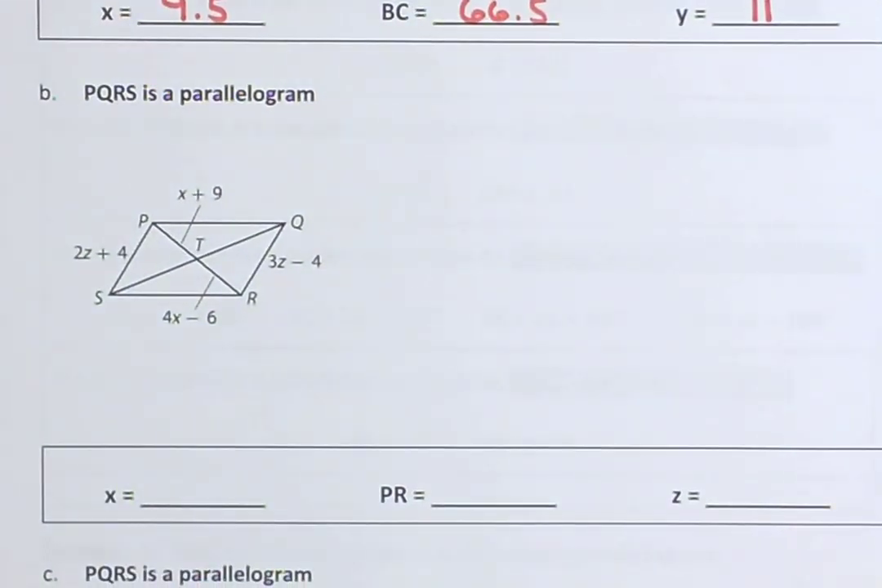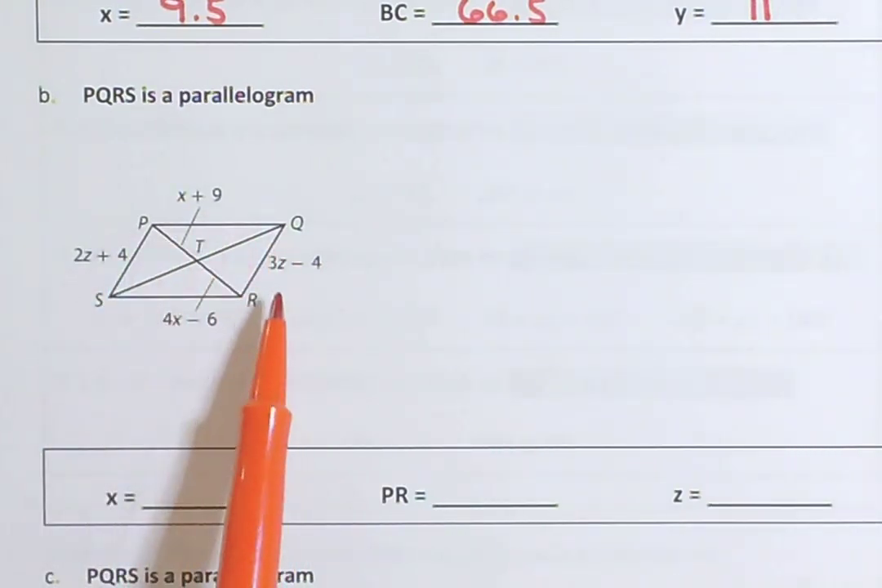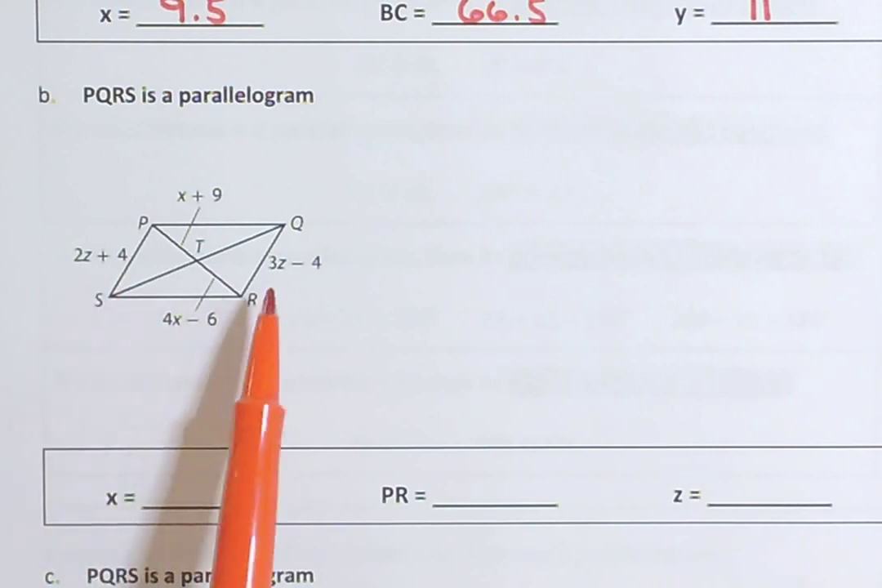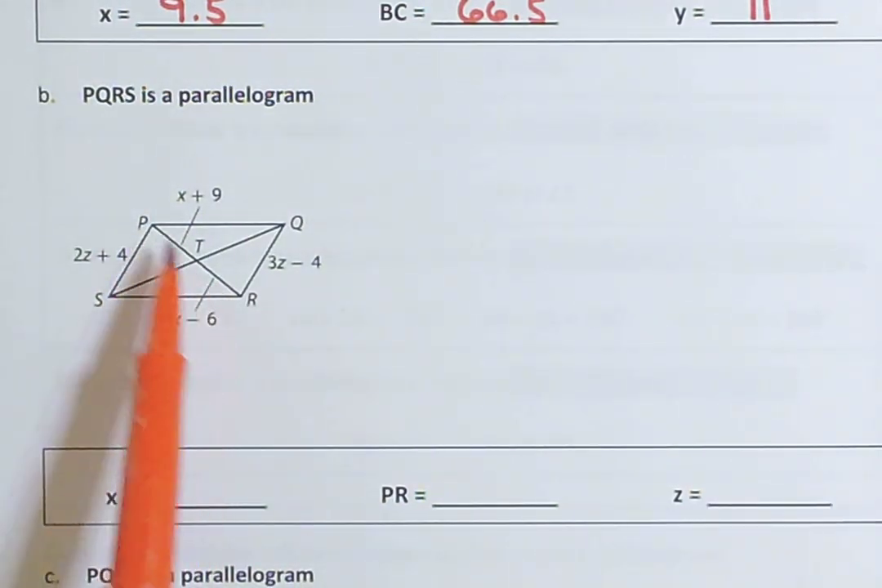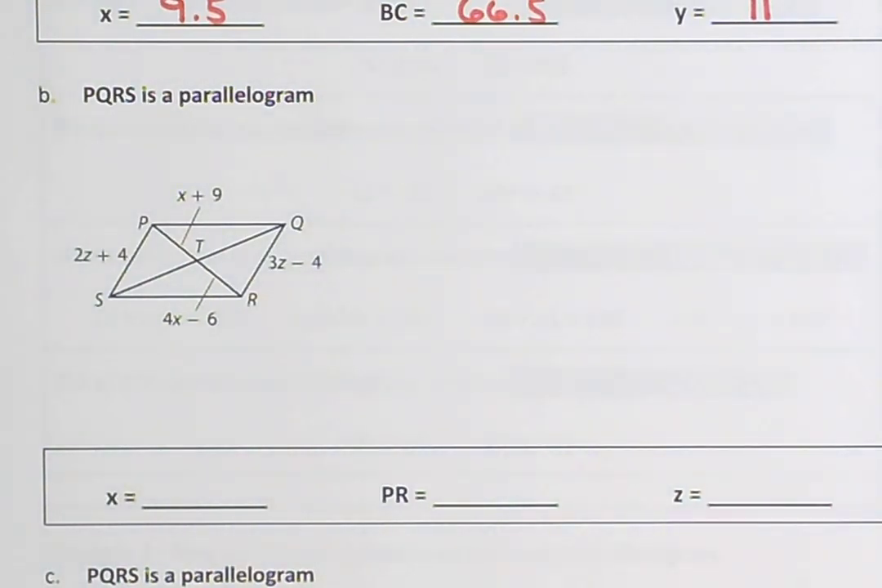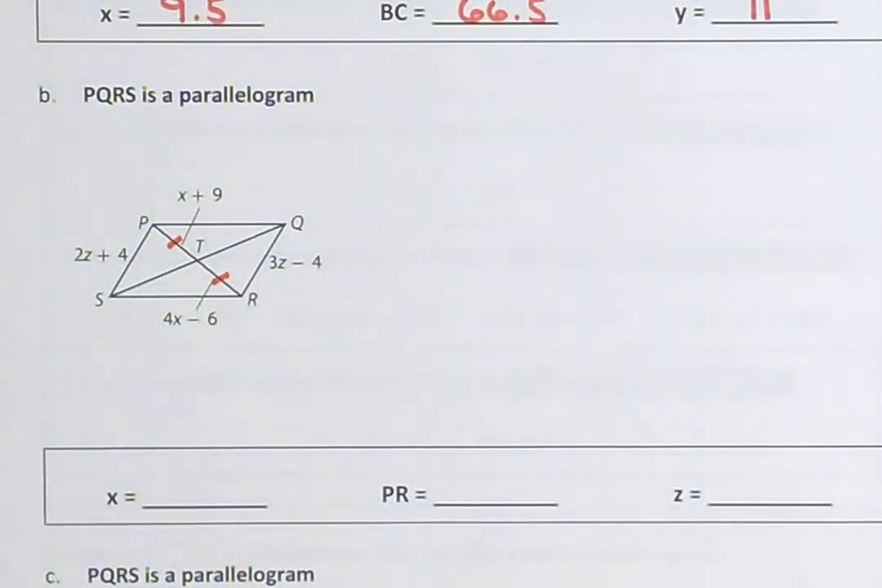So for B, again, I am provided with a parallelogram, and in this case, I have two variables. I have x's and I have z's. So let's start with the x's. The x's are pointing to the diagonal parts here. And the thing I know about diagonals is that diagonals bisect each other. So based off that, I know that this part is going to be the same measure as that part. So PT is going to be equal to TR. Because it's been bisected, it's been cut in half into two equal parts.